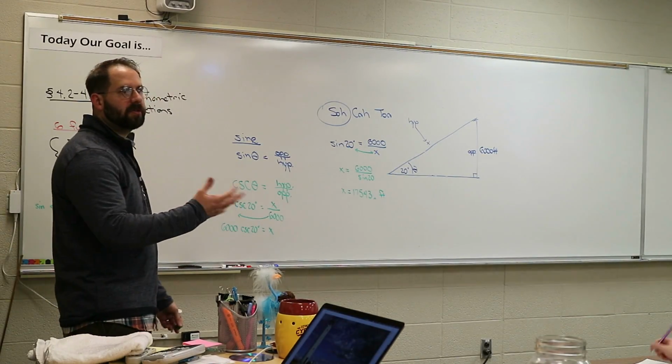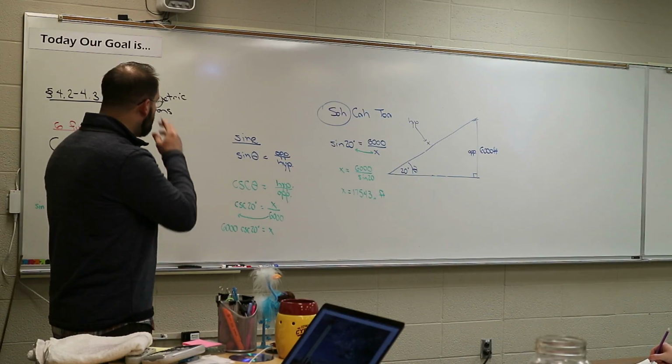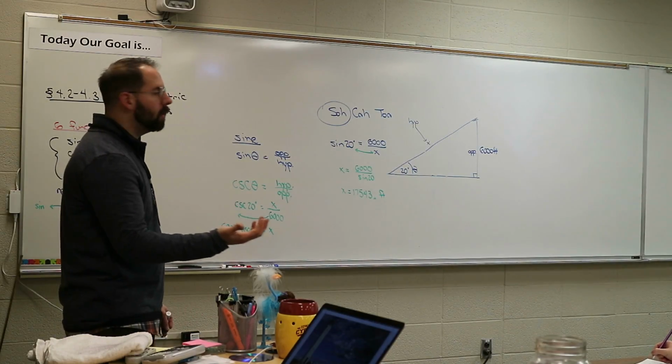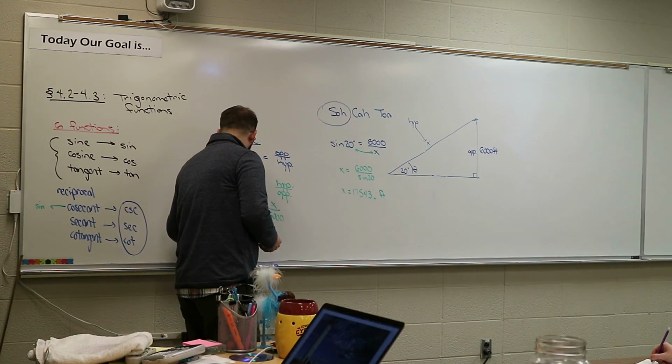I would just put parentheses around the 20 degrees, and I would just type in cosecant of 20. And it would actually calculate that for you. And it would have been the same number, 17,543. So why is that easier than doing the things on our test?